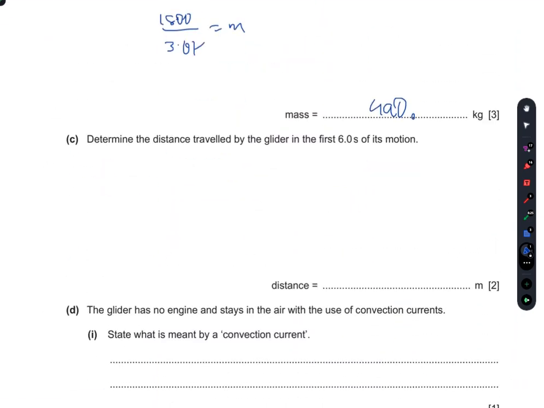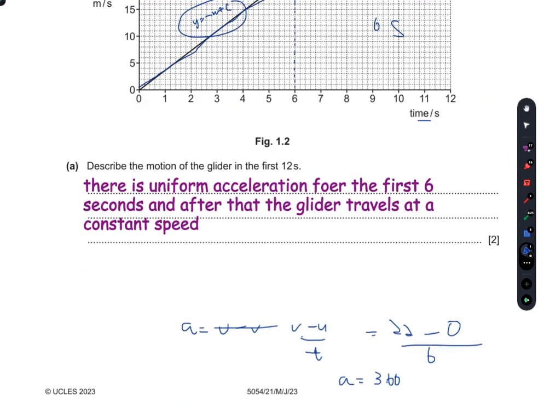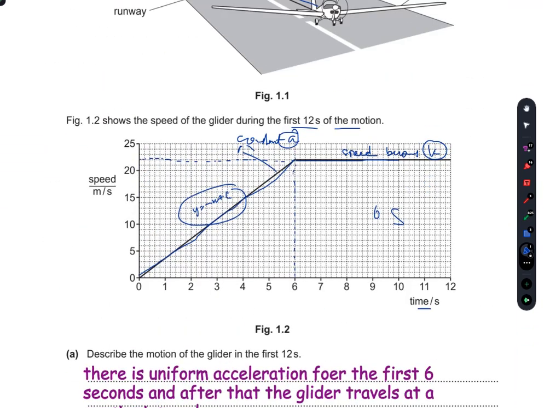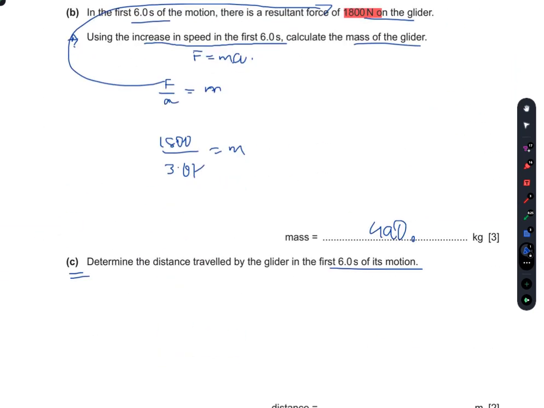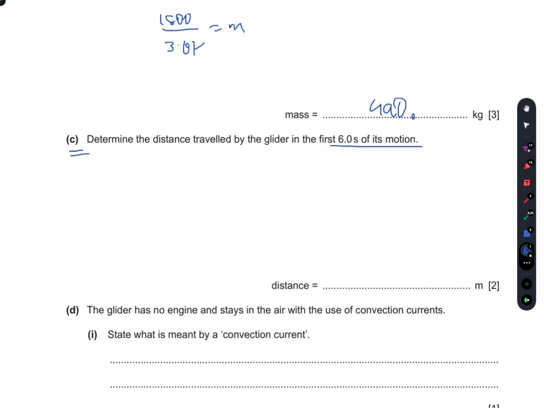Question C: determine the distance traveled by the glider in the first 6 seconds of its motion. Now this is a speed-time graph. Either you can calculate the distance traveled during the first 6 seconds by using the area under the graph, which is this triangle, or you can simply use the second equation of motion.